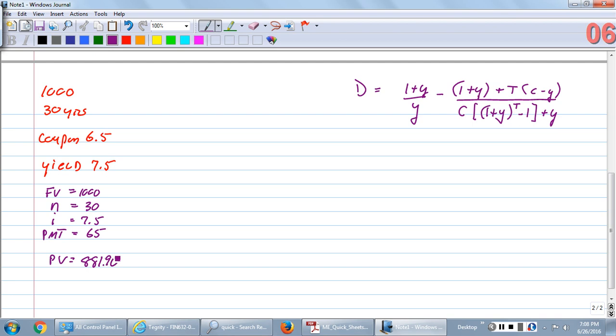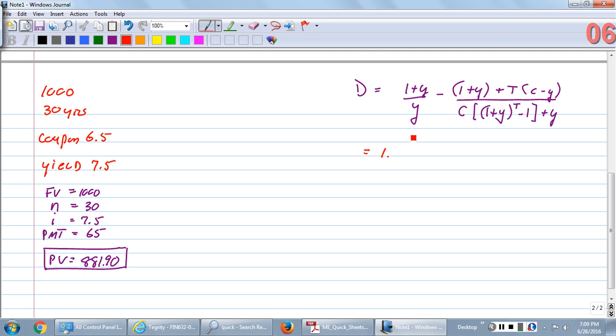All right. So this bond is currently worth, the intrinsic value is $881.90. Now I'm going to come over to this other formula, our duration formula, and we're going to calculate the duration. There are only three variables that go into this formula: yield to maturity, time to maturity, and coupon rate.